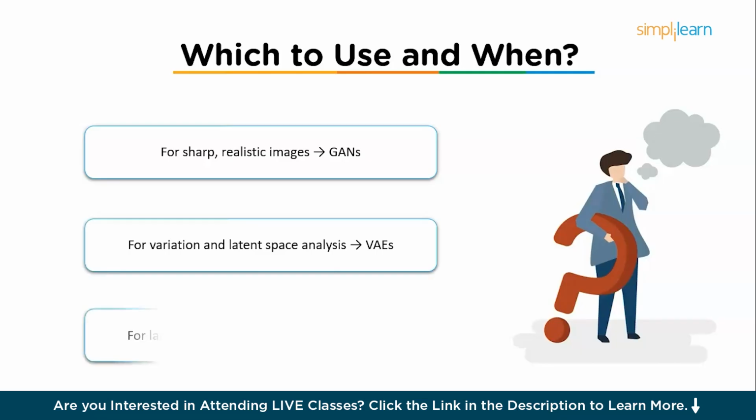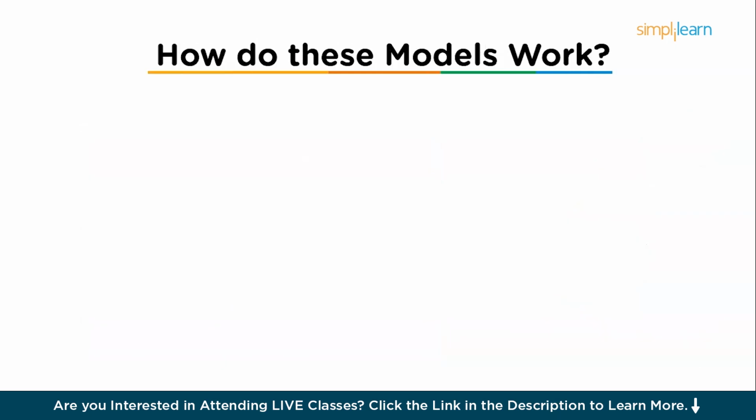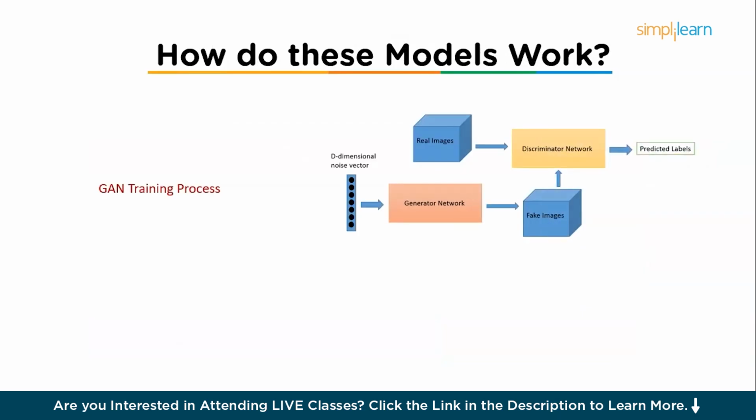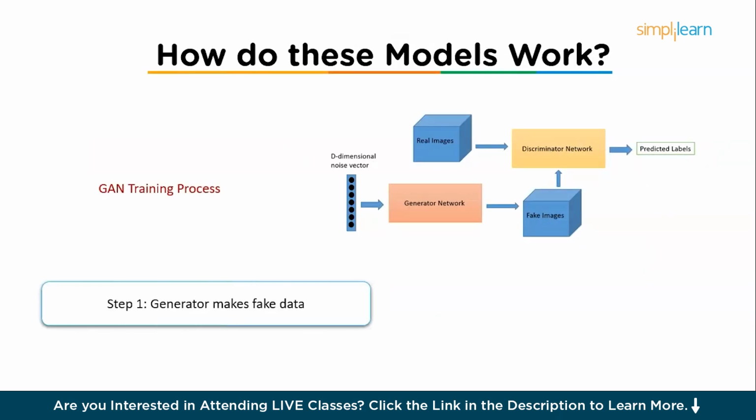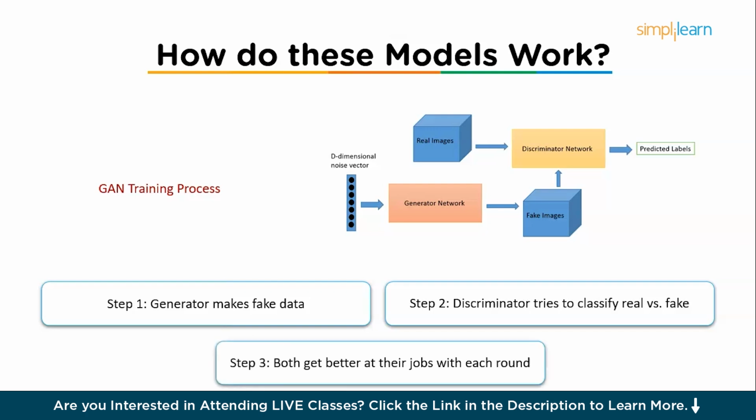And then finally, for the language or text-based task, we are using transformers. So finally, how do these models actually work? The GAN training process is: first, the generator makes the fake data. Then step 2, the discriminator tries to classify the real versus fake. Then the third step is both get better at their jobs with each round. So the final goal is to fool the discriminator with realistic outputs.